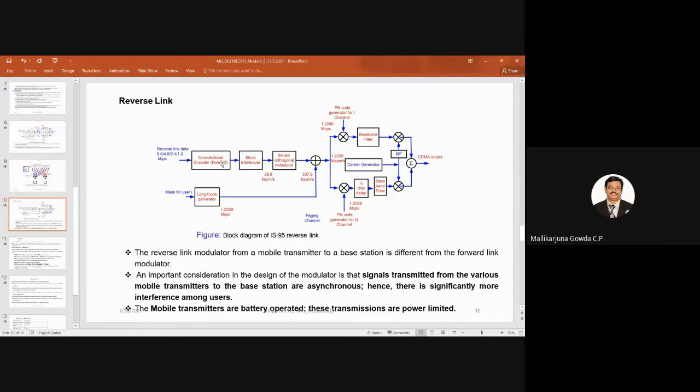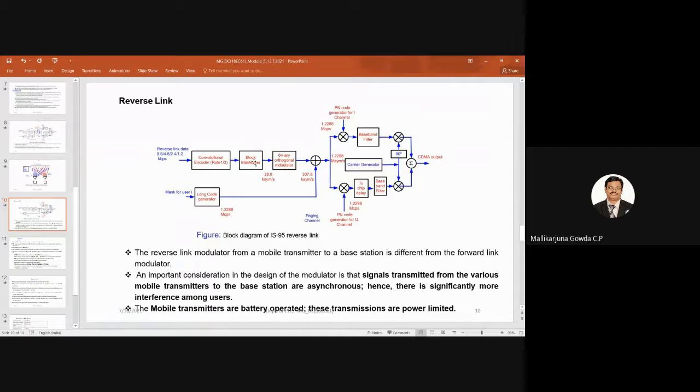Here the convolutional coding rate is also 1/2. I think there is some mistake here, so you can make a note of that: with a constraint length of L equal to 9 here. On the transmitter side it is also 9. Then the block interleaver. So this is the difference compared to the forward link.